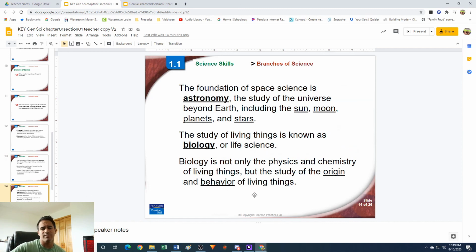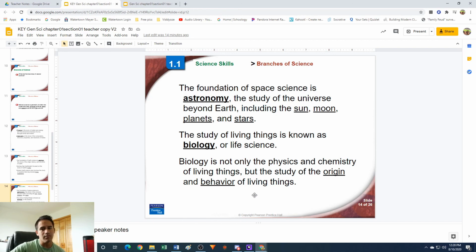But as for space science, the main field of that one is astronomy. Don't confuse astronomy for astrology. Okay, astronomy is the study of stars and the universe and the sun and moon and planets. And astrology is the study of like stars and how they line up or make certain things in the sky that can predict your future, right? Make your horoscope, which is not a scientific field.